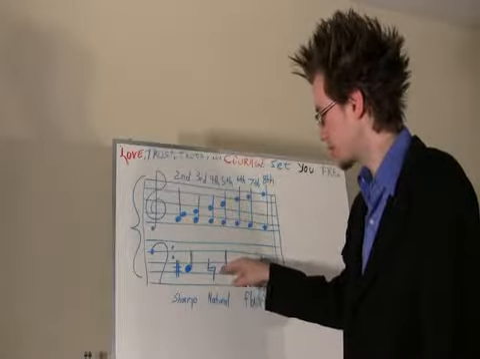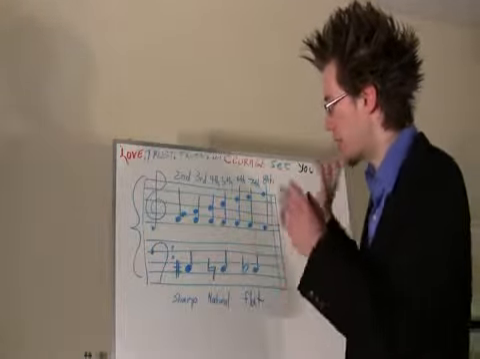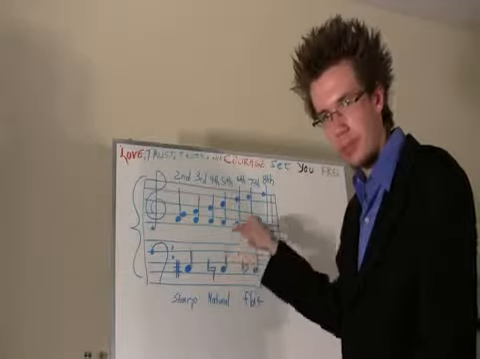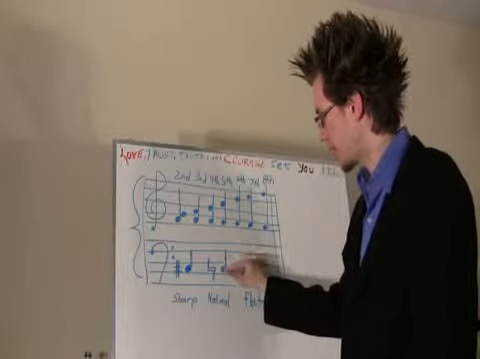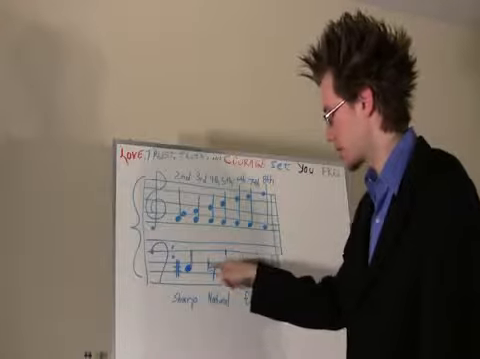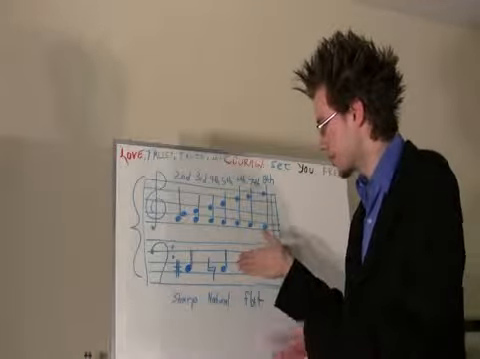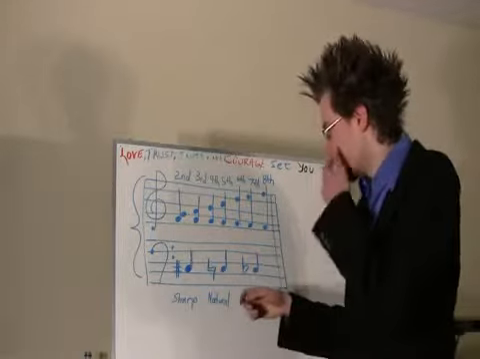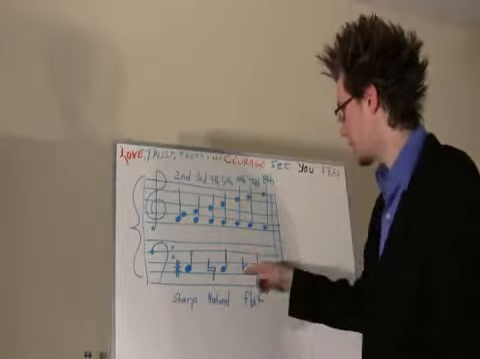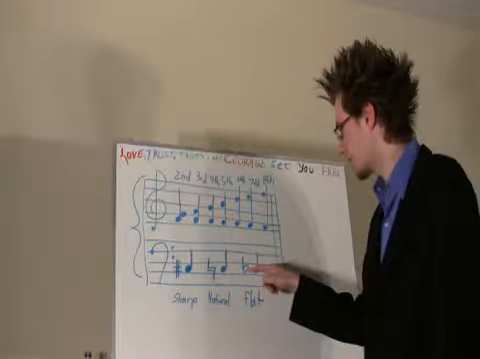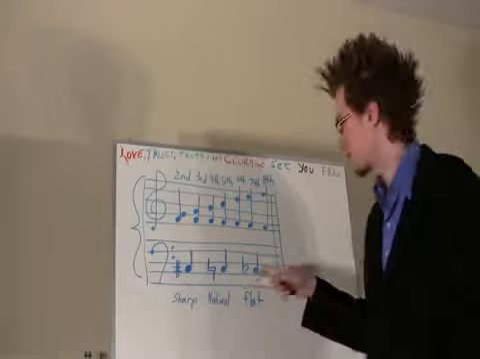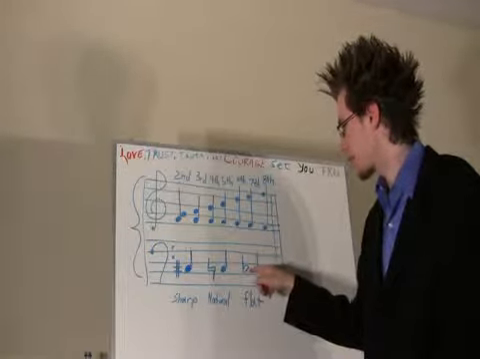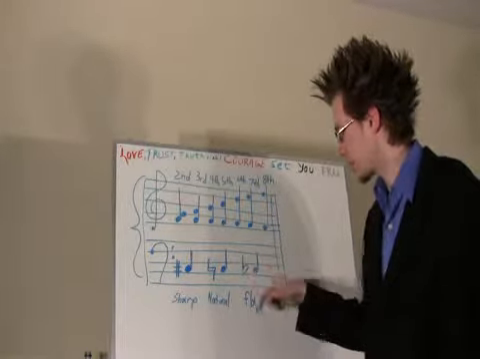A natural, right here, brings it back always to the original key. So this natural C, a C natural, would just be a C. Okay, now we have a flat, and a flat lowers it down one semitone, and that's basically it. This is what a flat looks like.